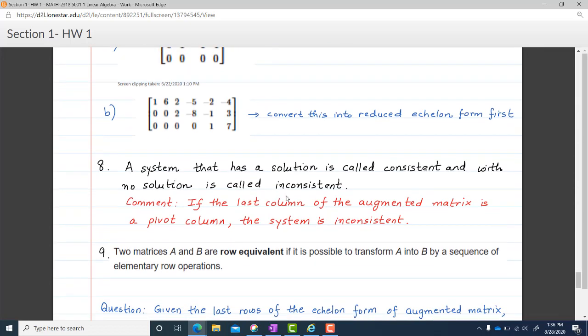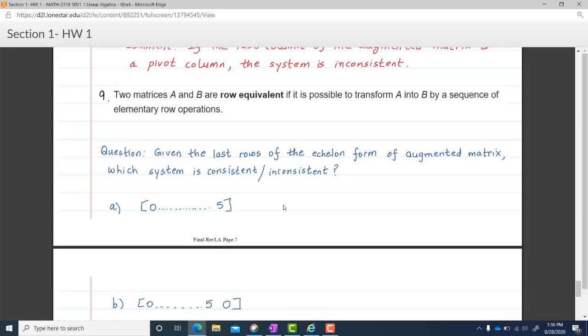So these are some of the questions I think you were answering in your discussions. A system is called consistent if there is at least one solution, and infinite or unique both are consistent. If there is no solution, then it's inconsistent. Another way to look at an inconsistent system is when the augmented matrix has the last column as a pivot column.